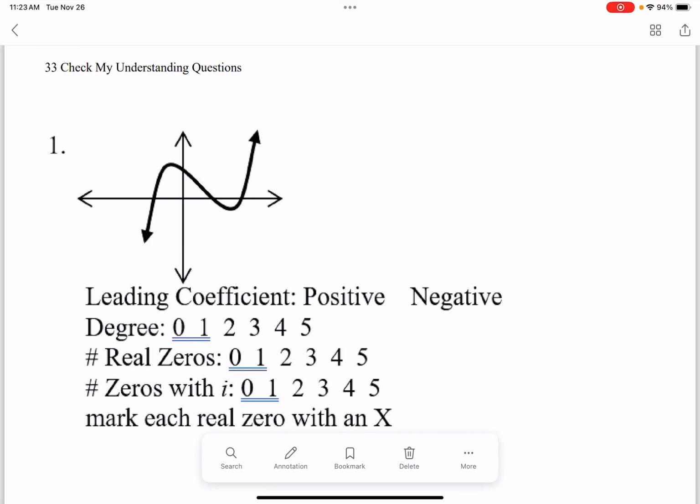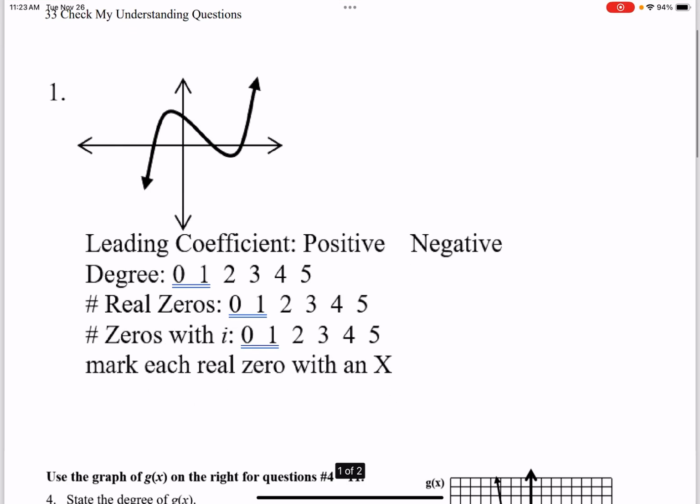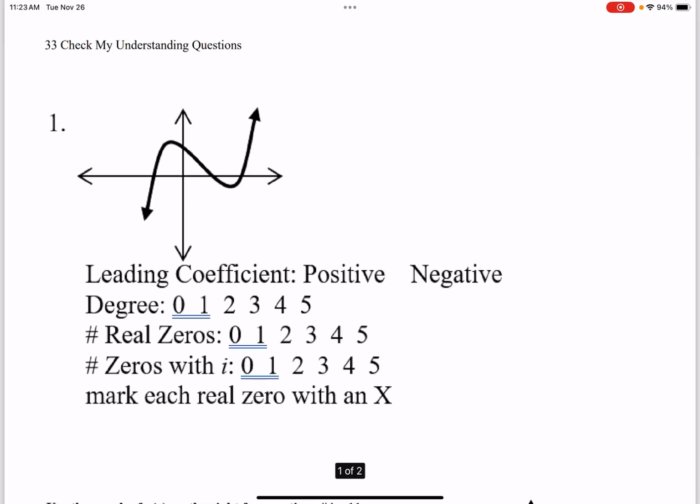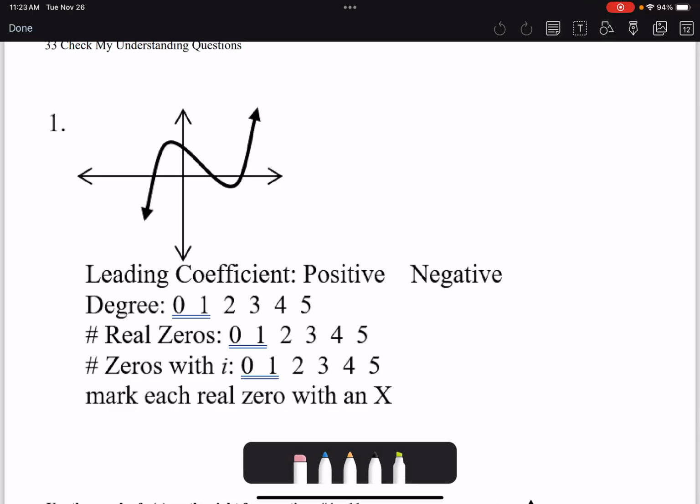We are working with graph properties, so we have this graph and we just need to find the information that we know about this graph. So the first question is, what kind of leading coefficient does this have, a positive or a negative? So I know that this is an x cubed graph.